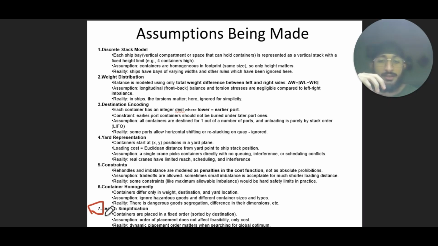And our final assumption is that containers are placed in a fixed order. That is, they have been sorted by destination. The assumption here is that order of placement does not affect feasibility, only the cost. But in reality, we have dynamic placement order, which matters when we are searching for a global optimum.